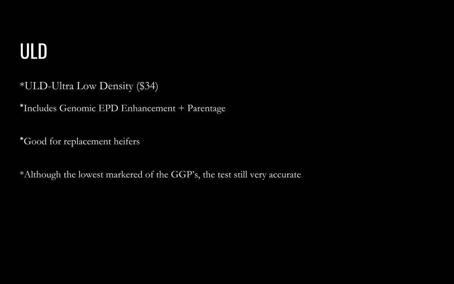This next slide is our ULD. It's going to be our lowest marker test. It's still extremely accurate. It's $34. It includes genomic EPD enhancement and parentage. It's good for replacement heifers as well. Not saying that you can't utilize this test for other animals. It's just a good way to kind of figure out maybe what test works best for you in your operation.